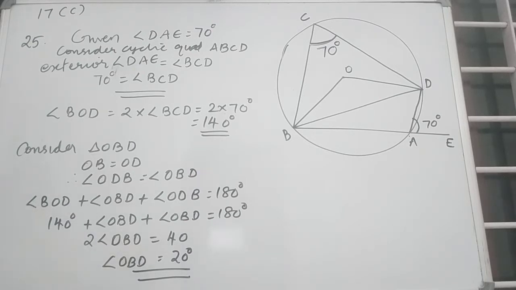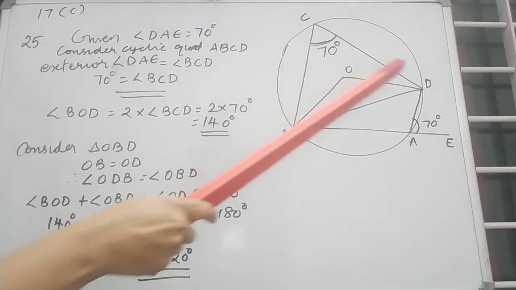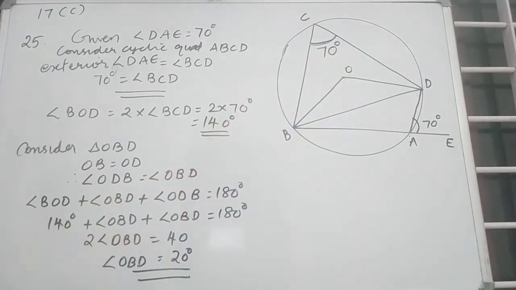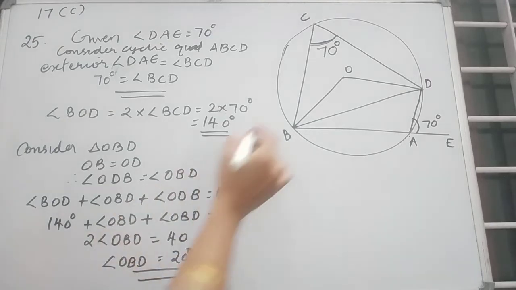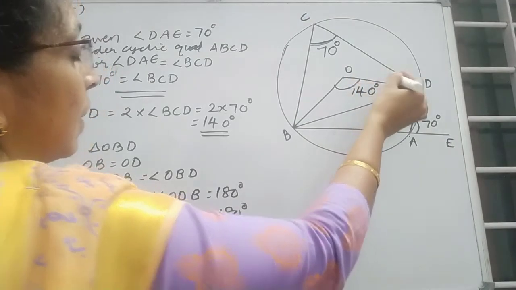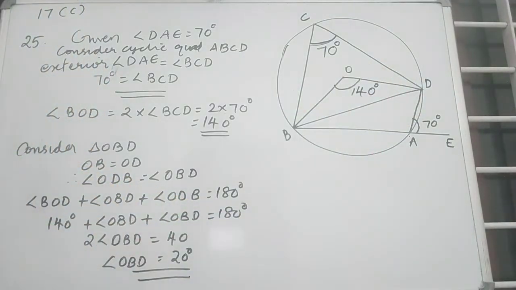Next one is angle BOD. BCD we got as 70 degrees. BOD is the central angle. So BOD will be 2 times angle BCD. We got BCD as 70 degrees, so BOD will be 2 into 70, which is equal to 140 degrees. The reason is: angle at the center of the circle is double the angle at the circumference.